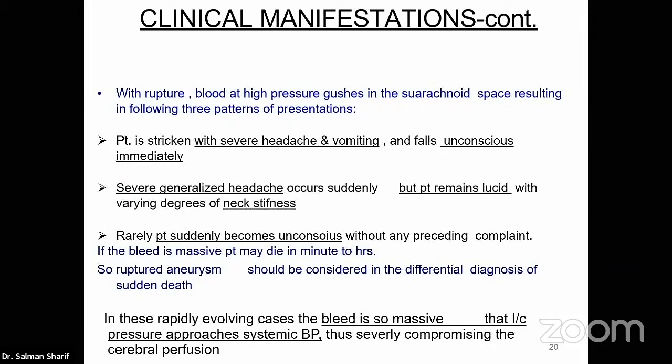The headache is usually severe with vomiting, and sometimes the patient becomes unconscious as well. Severe generalized headache occurs suddenly. The patient remains lucid with varying degrees of neck stiffness. Rarely the patient suddenly becomes unconscious without any preceding complaint. In these rapidly evolving cases, the bleed is so massive that intracranial pressure approaches systemic blood pressure, thus severely compromising cerebral perfusion.